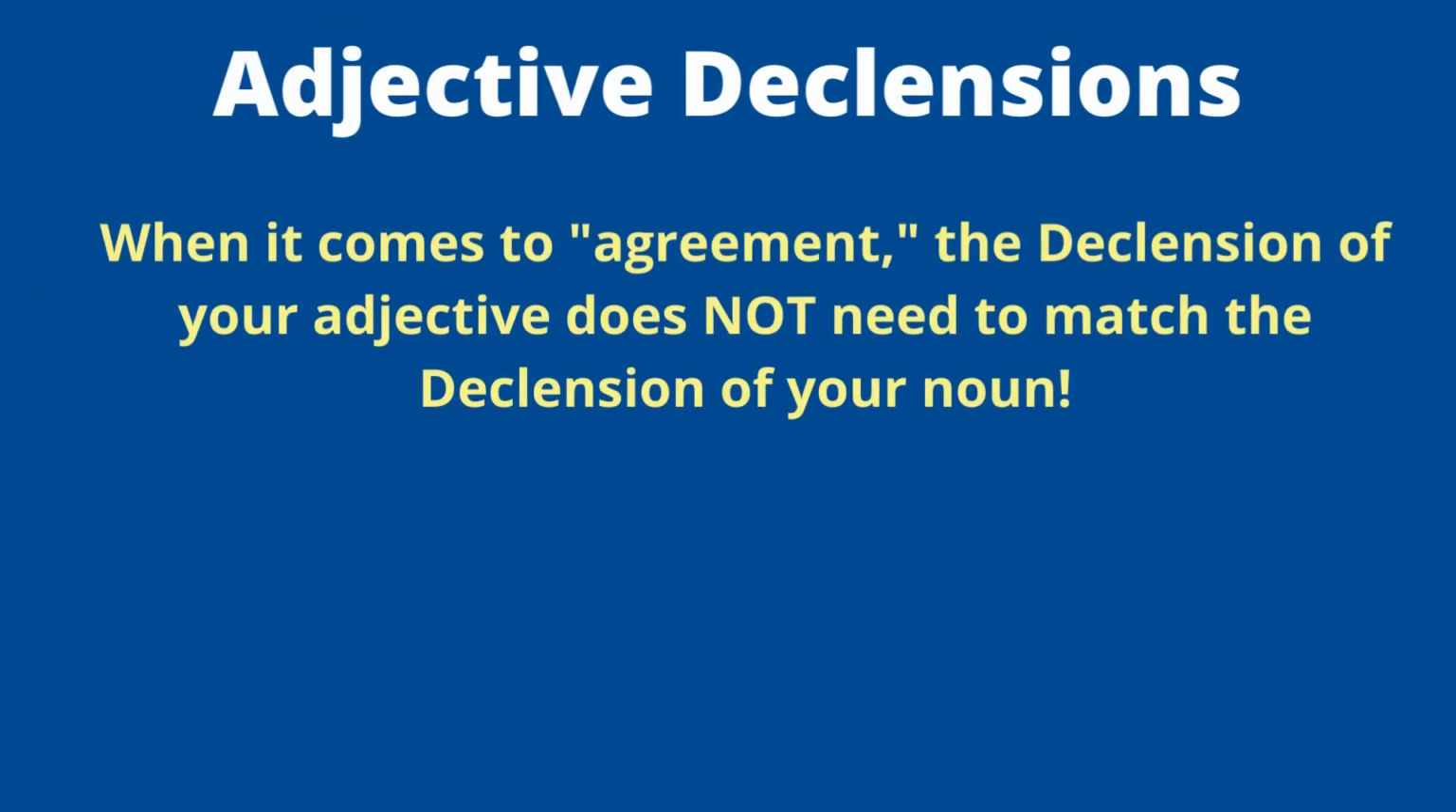Okay. And when it comes to agreement, the declension of your adjective does not need to match the declension of your noun. That's a really important point. So feel free to pause the video here and write that down. They do not need to match in declension. So in other words, if I have a first declension noun, it doesn't need to go with a first and second declension adjective. That's not how it works. They can match however they want. But declension is important so that you can figure out the case, number, and gender. And I'll show you what I mean in a second.